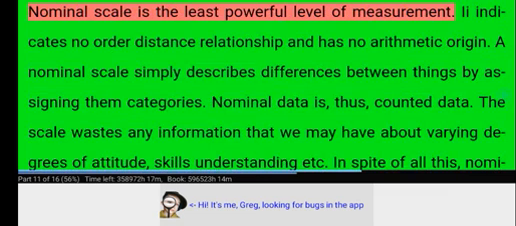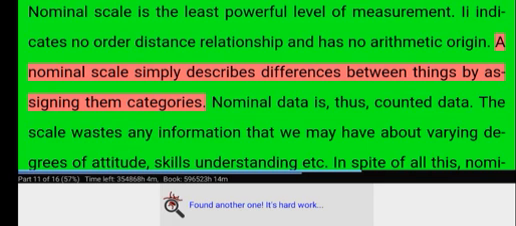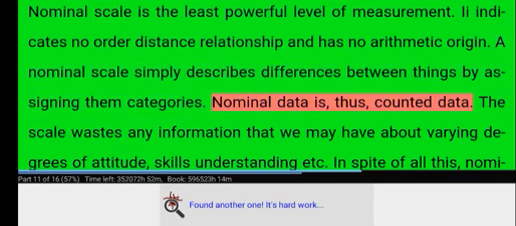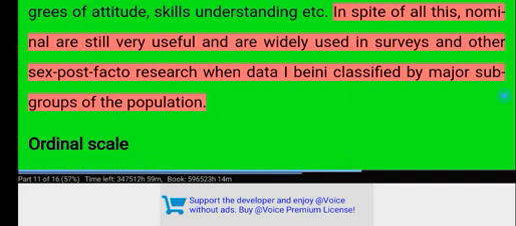Nominal scale is the least powerful level of measurement. It indicates no order or distance relationship and has no arithmetic origin. A nominal scale simply describes differences between things by assigning them categories. Nominal data is, thus, counted data. The scale wastes any information that we may have about varying degrees of attitude, skills, understanding, etc. In spite of all this, nominal scales are still very useful and are widely used in surveys and other ex post facto research when data are classified by major subgroups of the population.